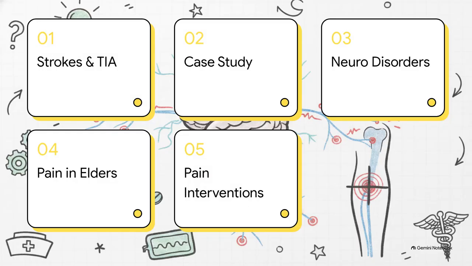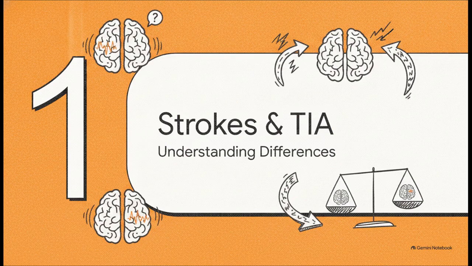So here is our roadmap for today. We'll be hitting strokes and TIA differences, a cerebrovascular case study breakdown, neurodegenerative disorders and communication, pain in older adults, and finally, pain assessment and interventions. All right, let's kick things off with Section 1, Strokes and TIA Differences.